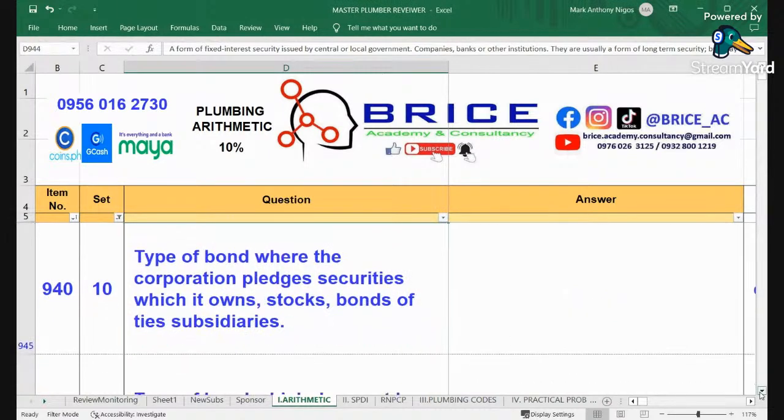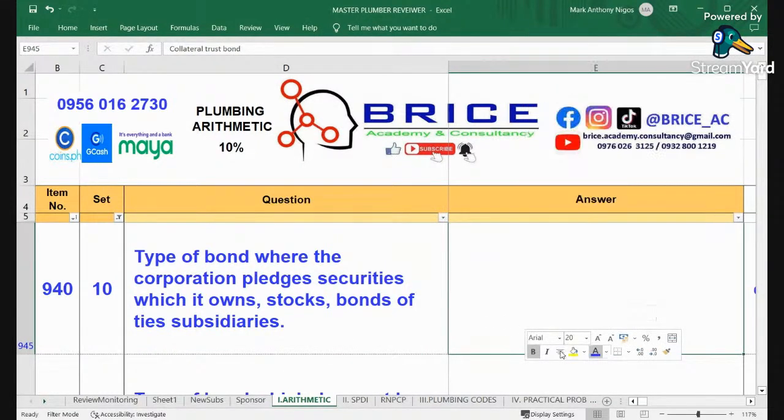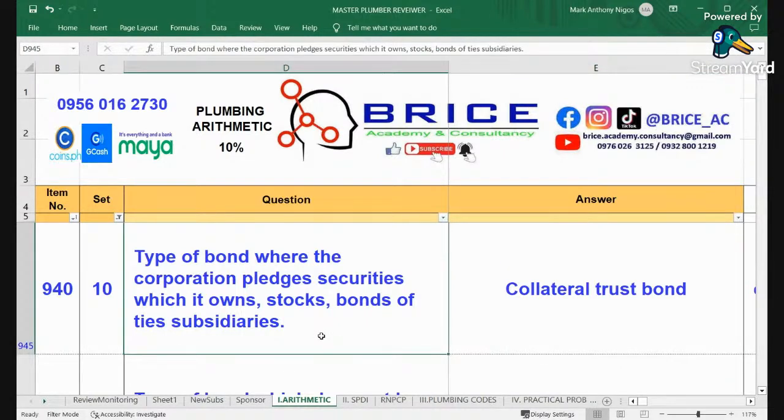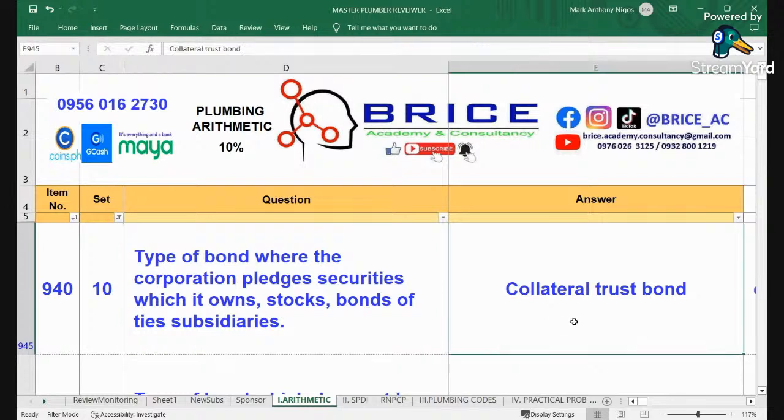940. A type of bond where the corporation pledges securities which it owns, stocks, bonds of subsidiaries. The answer is collateral trust bond.